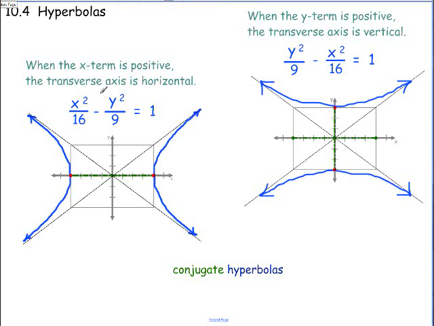When the x term is positive, as it is here, the transverse axis is horizontal. When the y term is positive, now in this one, notice I've led with the positive term. That's a pretty conventional way to do it. When the y term is positive, the transverse axis is vertical.